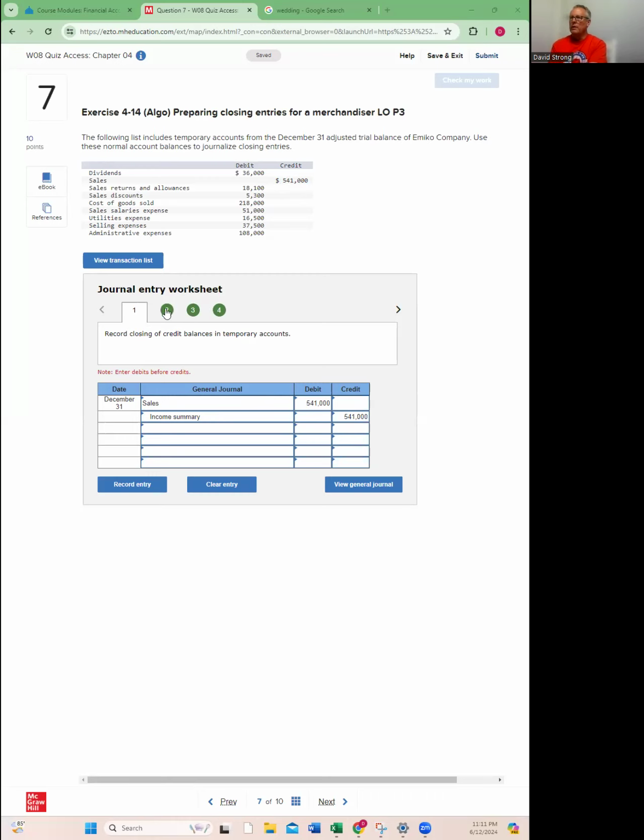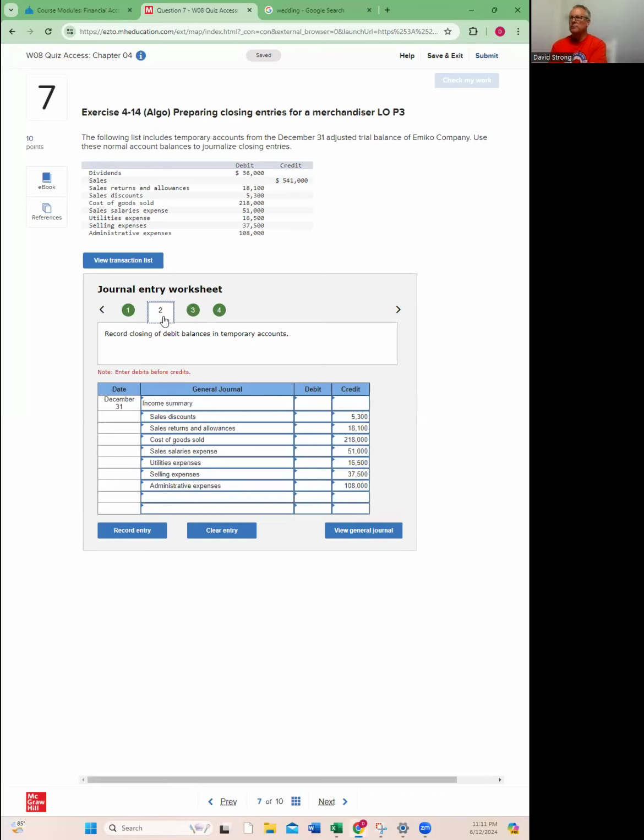We'll move on to the second part. And it's the record the closing debit balances in the temporary accounts. So we're going to go find all the temporary accounts up above. We have the sales discount, the sales return allowances, cost of goods, salary expenses, utility expenses, selling expenses, and admin expenses. We take the numbers from the debit area, we credit them to get them off, to zero them out.